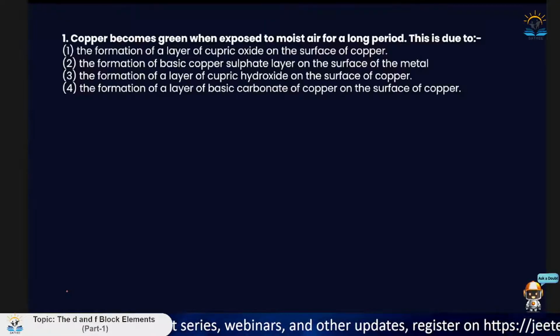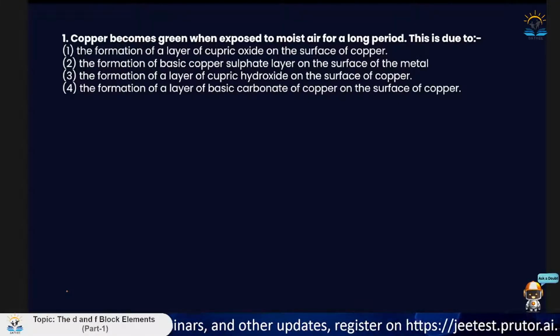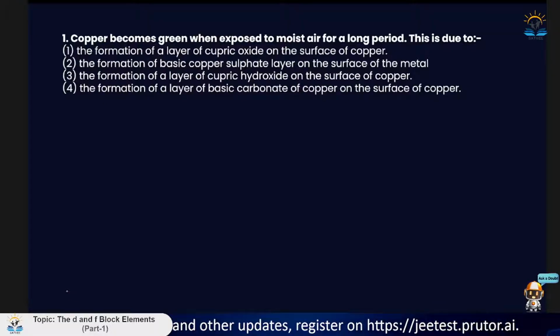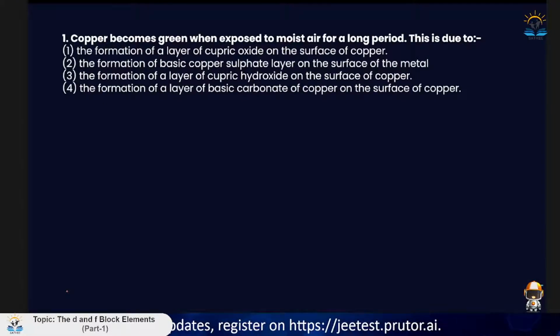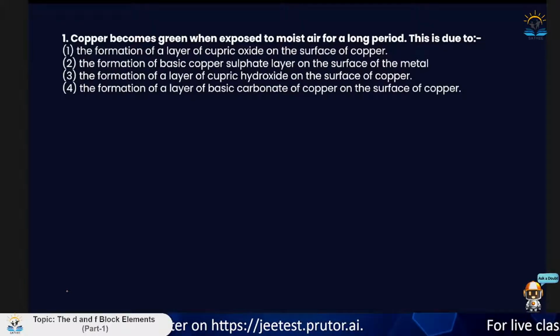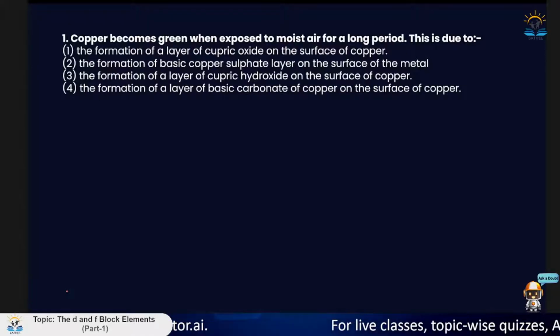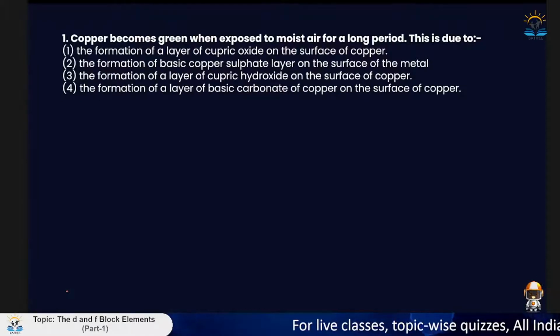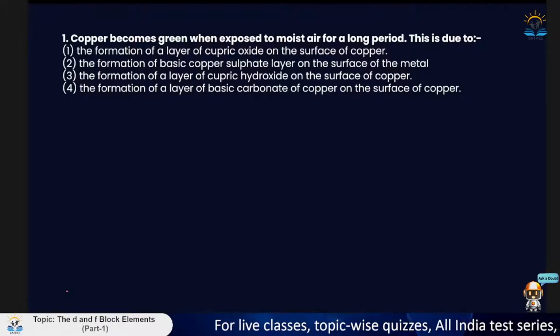So this is your first question. Copper becomes green when it's exposed to moist air for a long period. Now, what is the reason? There is a formation of a layer of cupric oxide on the surface of copper, the formation of basic copper sulfate layer on the surface of the metal, the formation of a layer of cupric hydroxide on the surface of copper, and the last option, the formation of a layer of basic carbonate of copper.